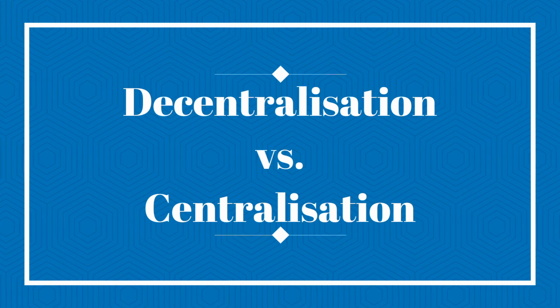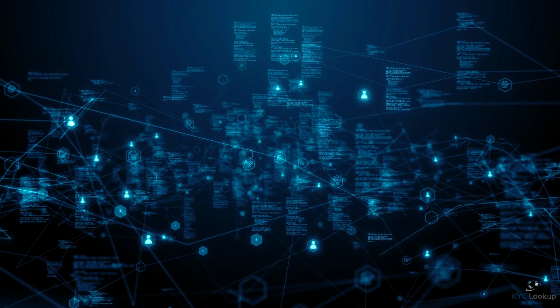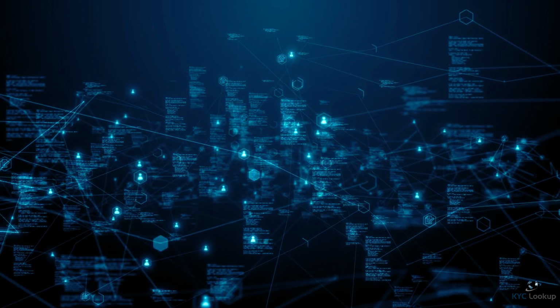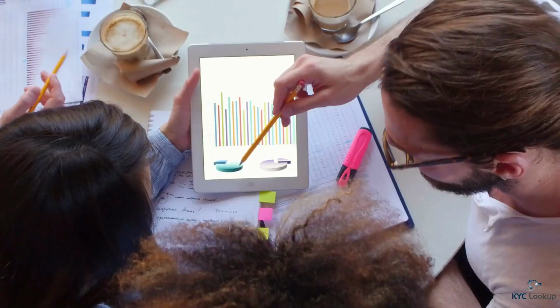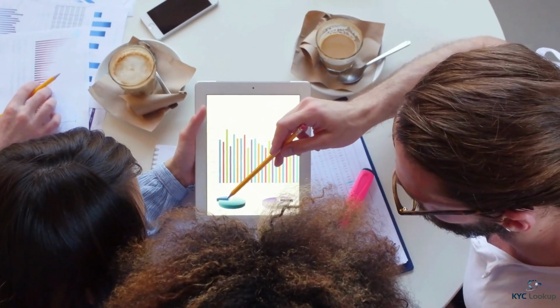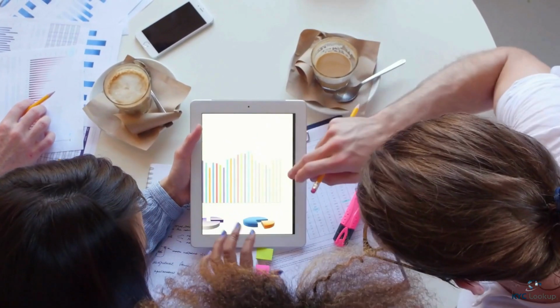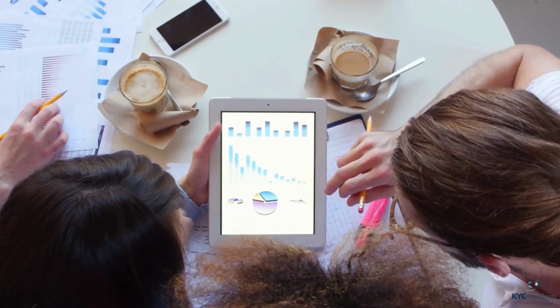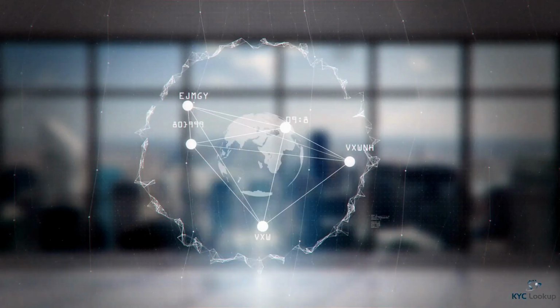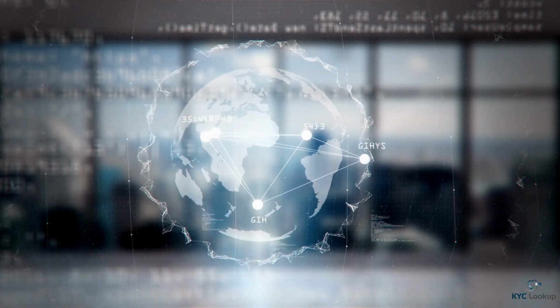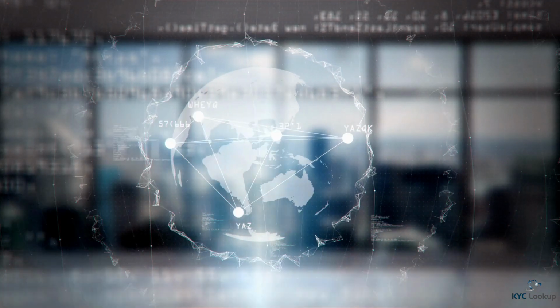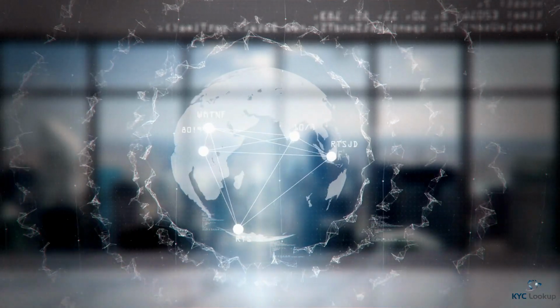Decentralization versus centralization. Blockchains are decentralized networks that aim to eliminate intermediaries and central authorities. Traditional KYC, however, relies on centralized databases and third-party verification services. This contrast between decentralized platforms and centralized KYC systems can impede seamless integration.